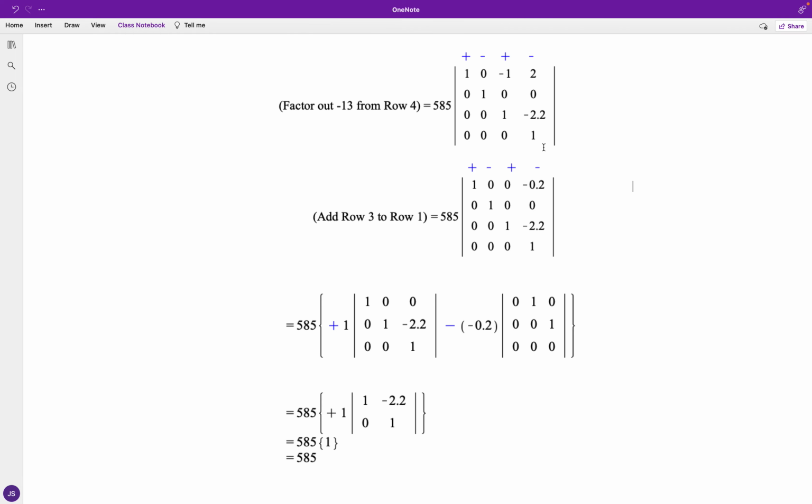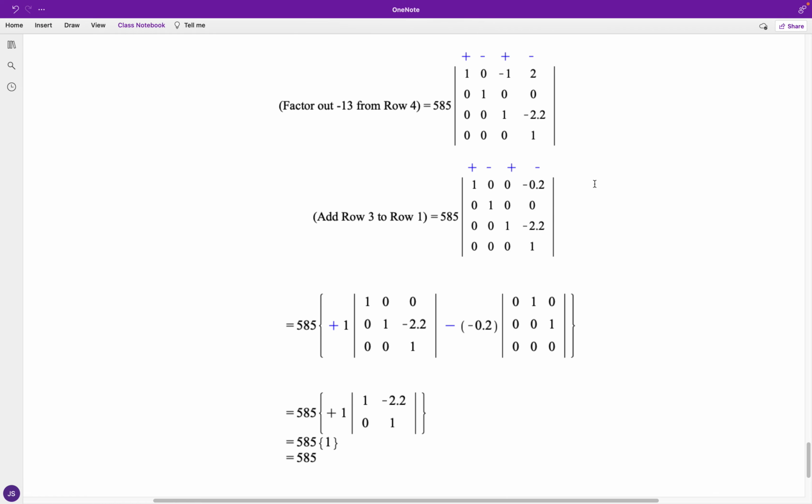And with the signs of the cofactors, in terms of a 4 by 4, we have plus, minus at the top. And I could sort of take out the determinants, but I'm just going to do this one more time. We're going to make this -1 at the top into a 0. So I'm going to add row 3 to row 1. So I got 1 plus 0 is 1, 0 plus 0 is 0, -1 plus 1 is going to be 0, 2 plus -2.2 becomes -0.2.